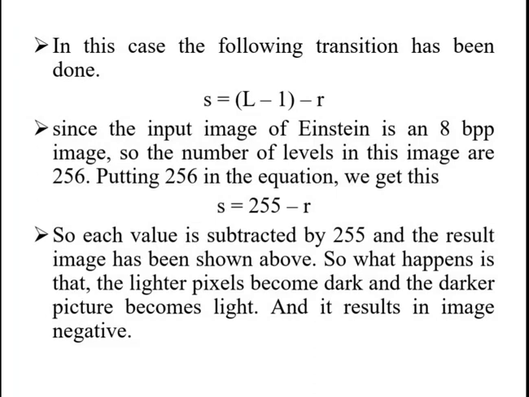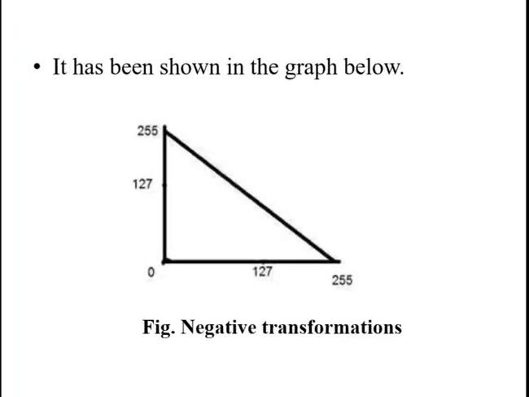So what happened is that the lighter pixels become dark and the darker pixels become light, and it results in an image negative. It has been shown in this graph below. The negative transformation is shown in this graph.